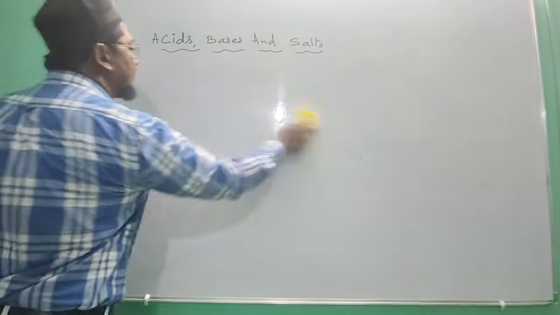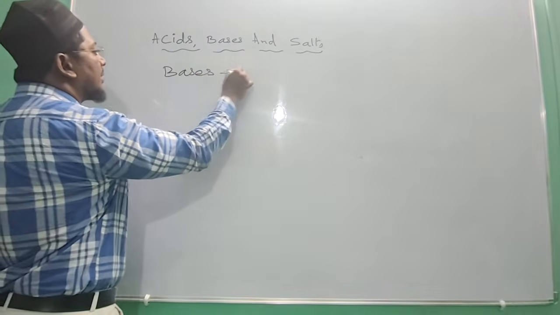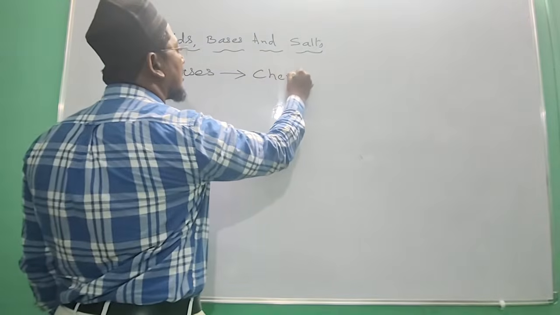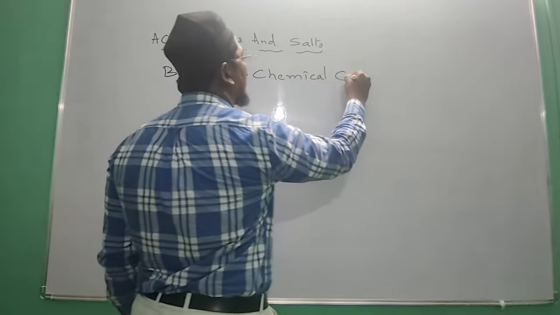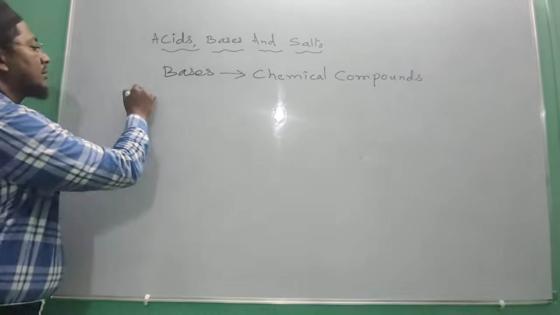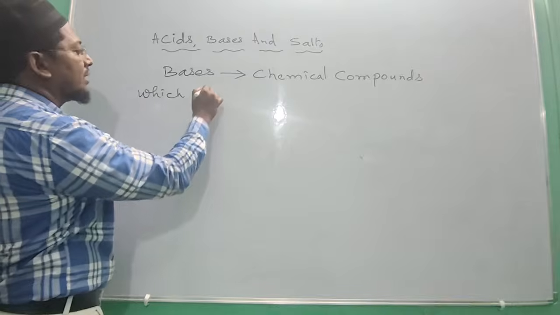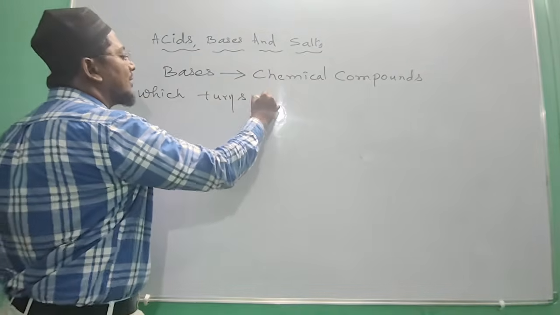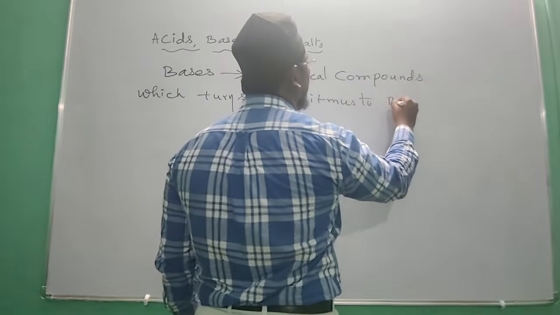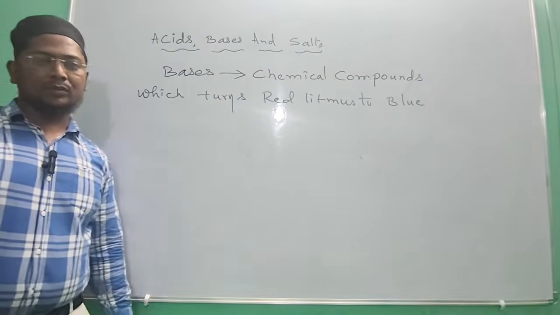Bases. What are bases? Bases are chemical compounds which turn red litmus to blue. Bases are chemical compounds which turn red litmus to blue.